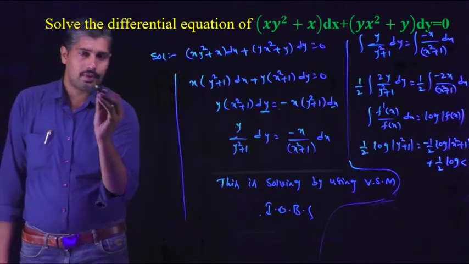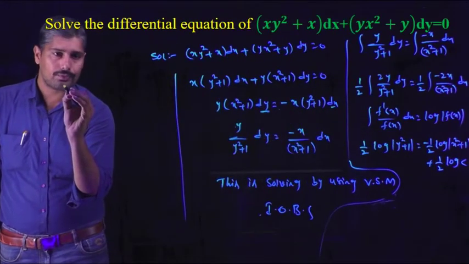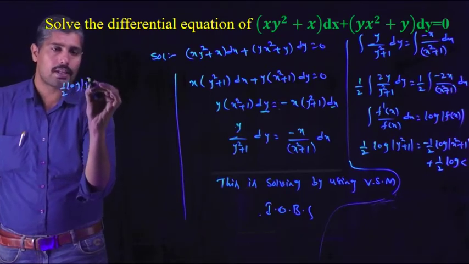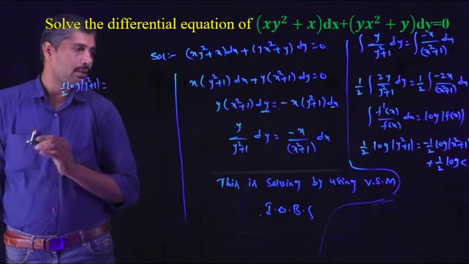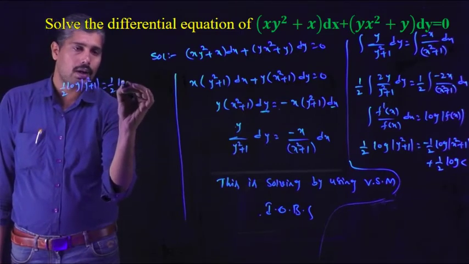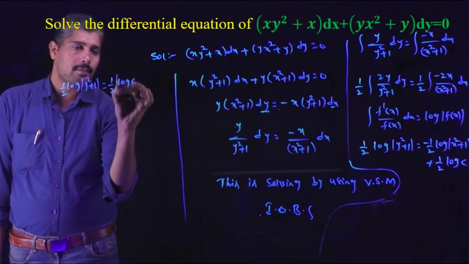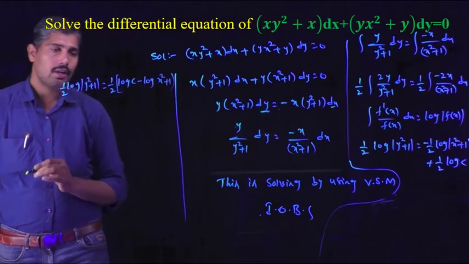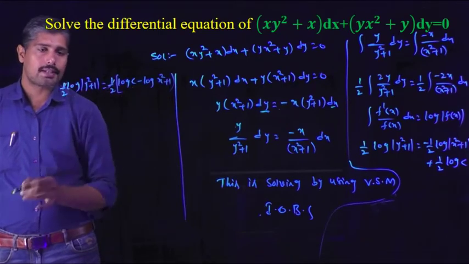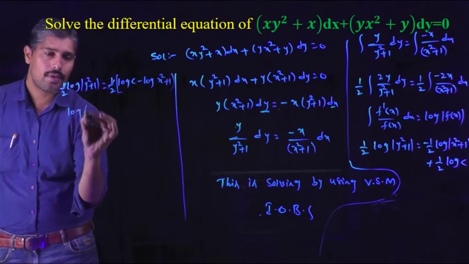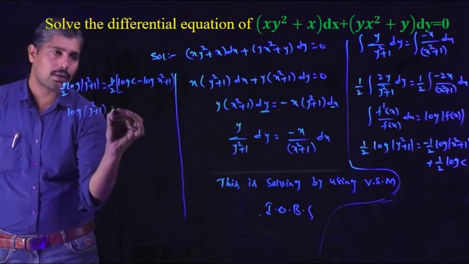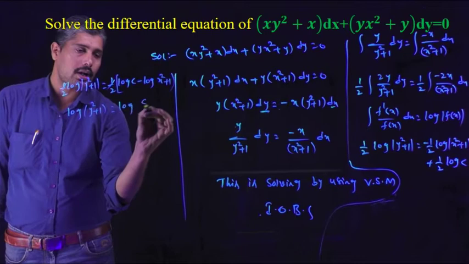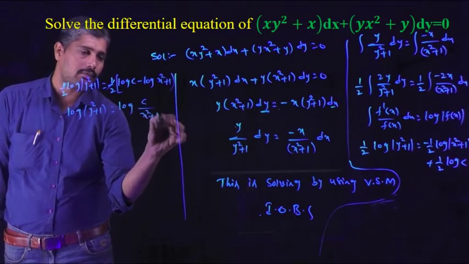Next step: 1/2 log of modulus of (y² + 1) equal to 1/2 (log c minus log of (x² + 1)). Right? 1/2 cancels. Then we get log of (y² + 1) equal to log a minus log b, that equals log a by b, that is log c by (x² + 1).